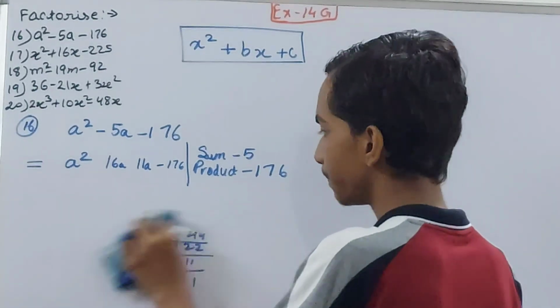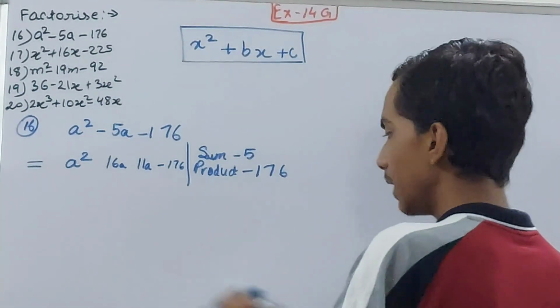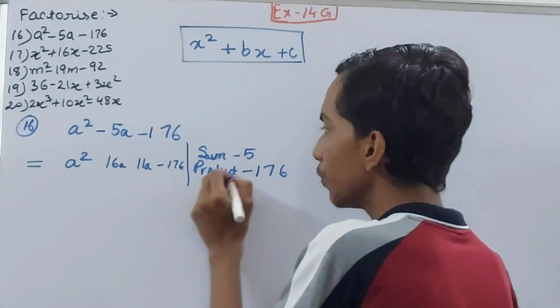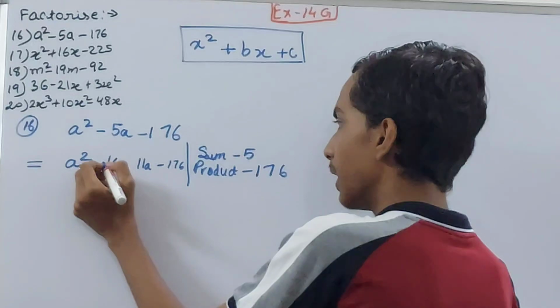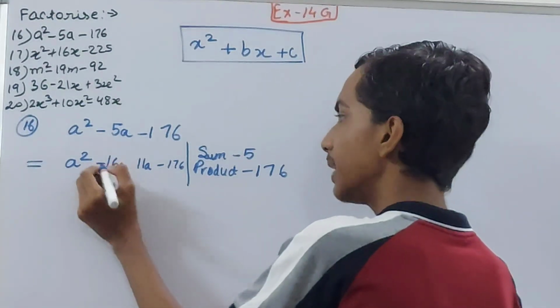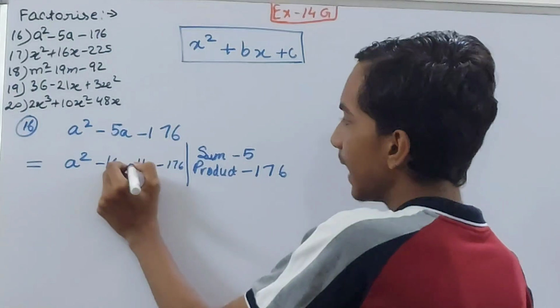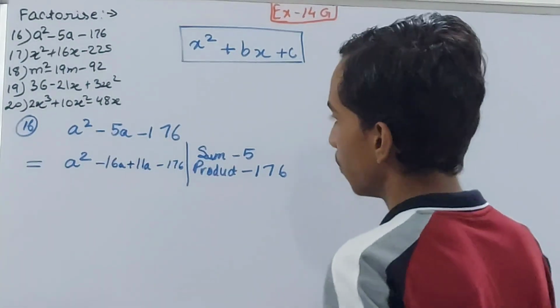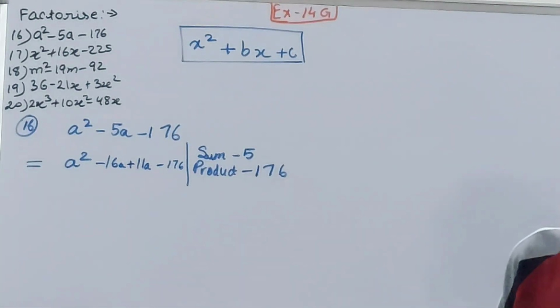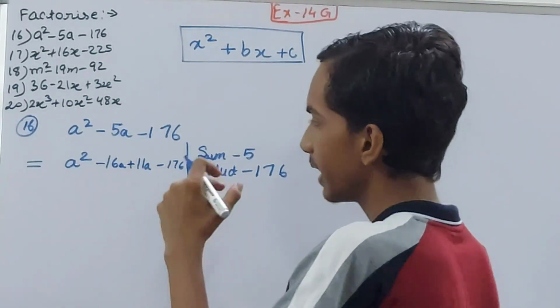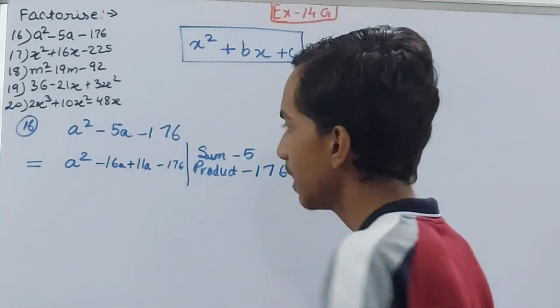Now let's see. We have to give the signs also. So we want minus 5 as the sum. What I can do is give 16 the minus sign and 11 the plus sign. So minus 16 plus 11 gives us minus 5. And when the product is multiplied, minus 16 into plus 11 is minus 176 only.